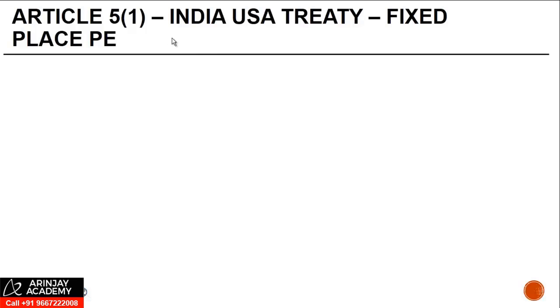So let us look at Article 5, Paragraph 1 of the India-USA Treaty. And this deals with a fixed place PE. This is the most common form of PE which has been dealt with for years and years and decades, right? And in most cases, it is this form of PE which was relevant until maybe last 10 years ago. But with the change in the business model that is happening, somewhere other forms of PE have also gained large amount of recognition.